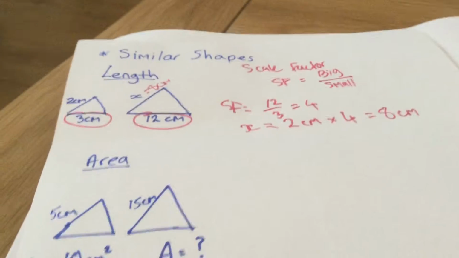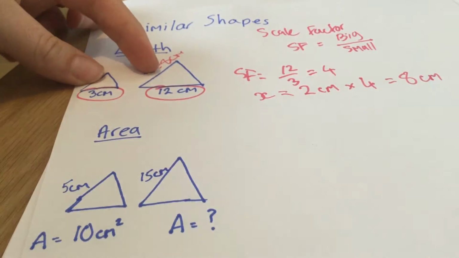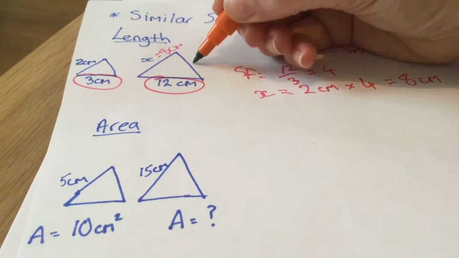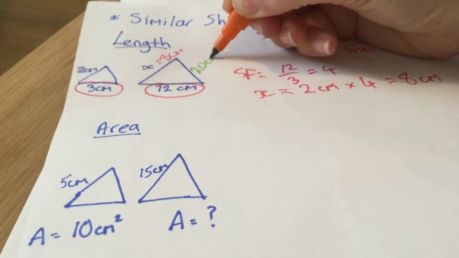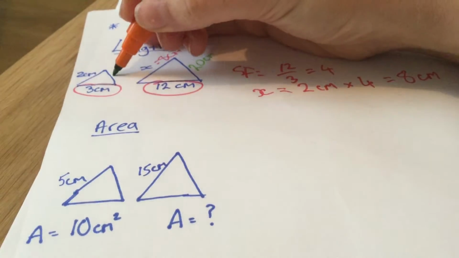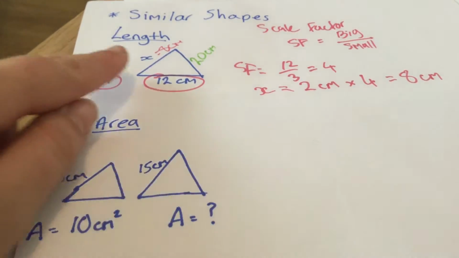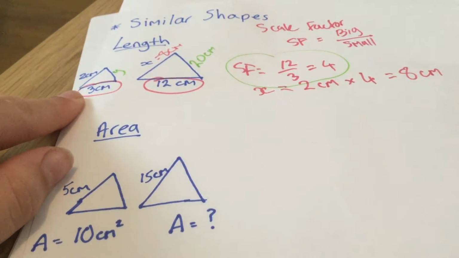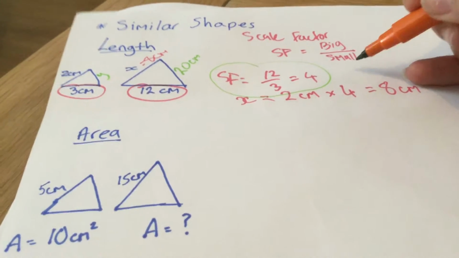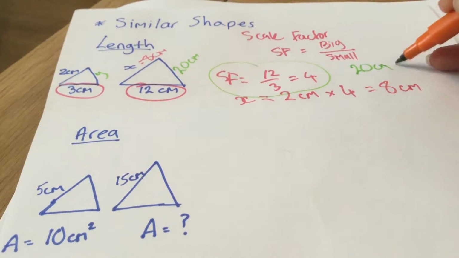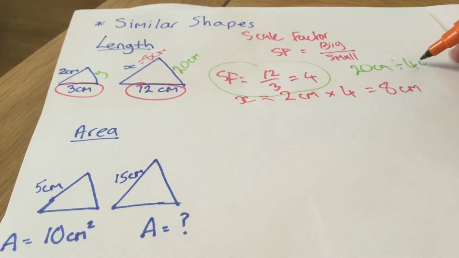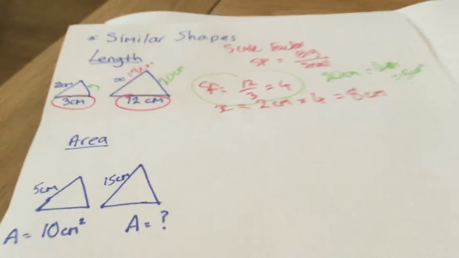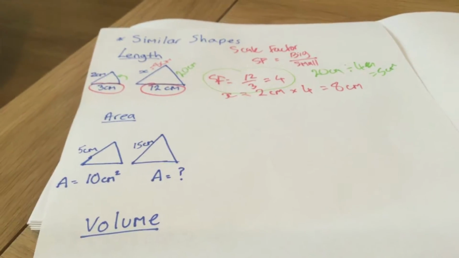Likewise, if this question had, instead of the 2 and the X there, if they had told you that, I don't know, this was maybe 20 centimetres on that length, and they wanted to know what that length was, because you're going from the big to the small this time, you do exactly the same to find the scale factor, but then you divide. So you would have done 20 centimetres divided by the scale factor of 4, and that would have given you a 5 centimetre length.